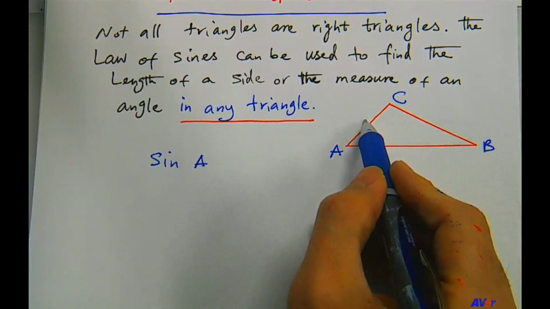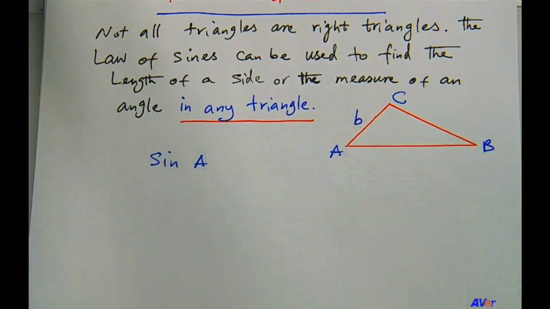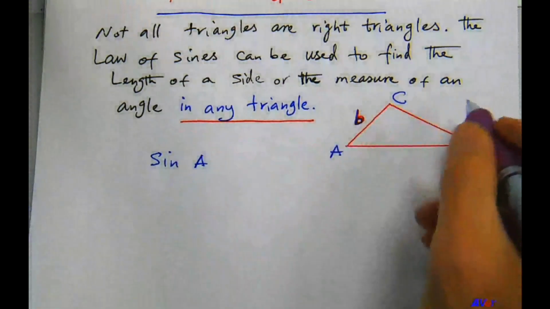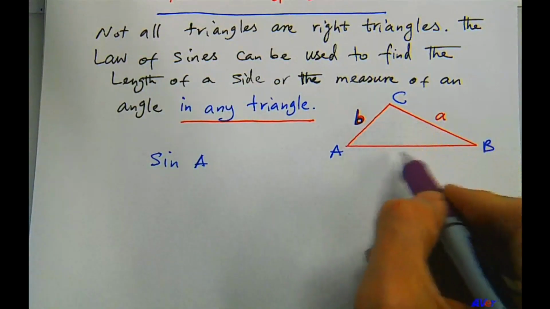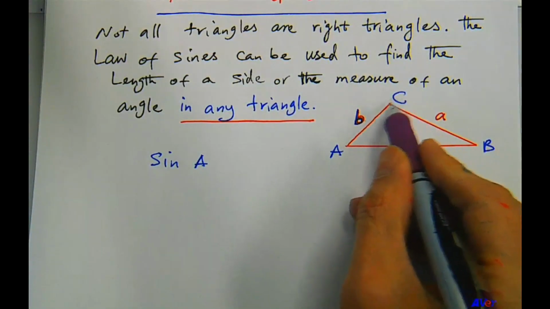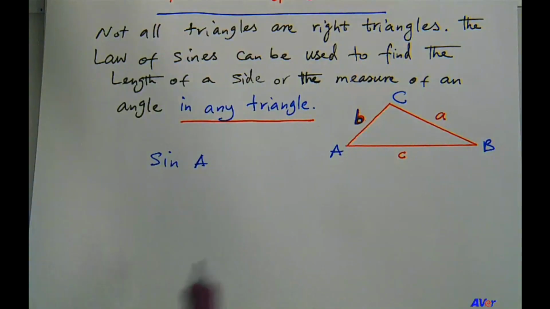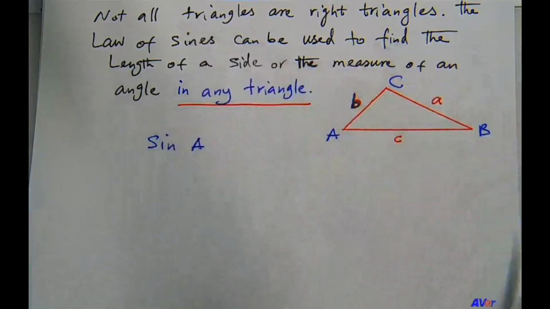And then the side opposite of angle or vertex B, let's call that lowercase b. And the side opposite of angle A, let's call that lowercase a. And the side opposite of this vertex C, let's call that lowercase c. Okay, so the reason I labeled these sides and angles like this is because the formula would make a lot more sense if they are labeled like that. But we can label them anything.